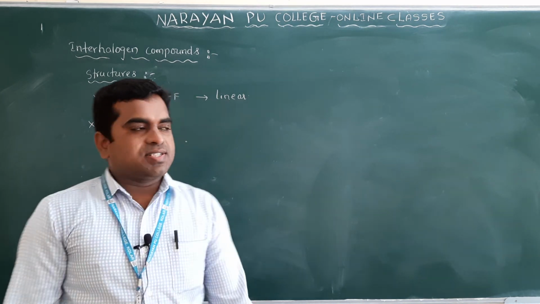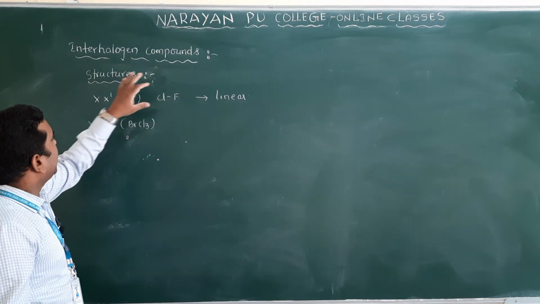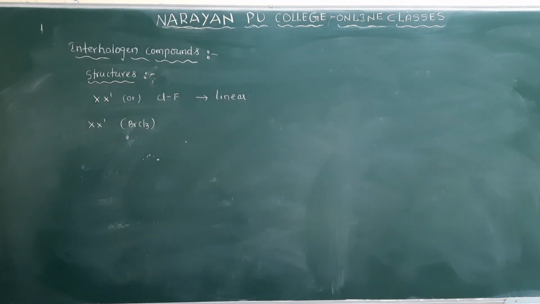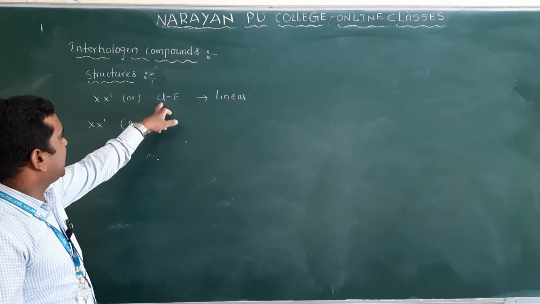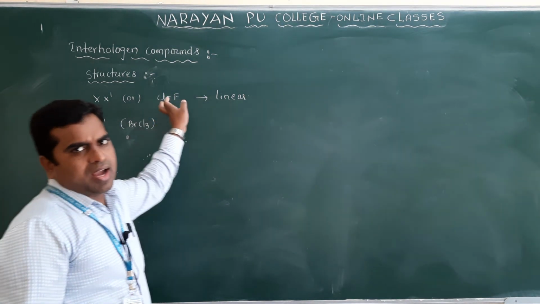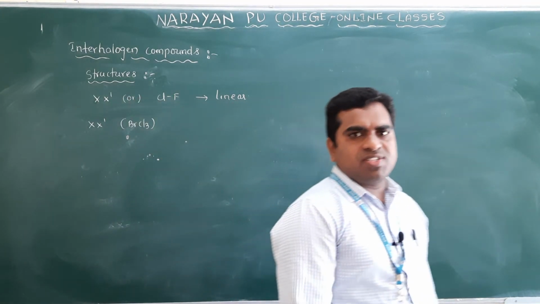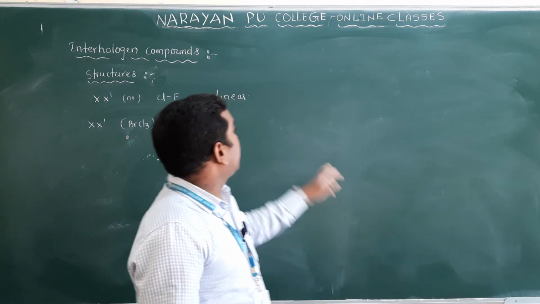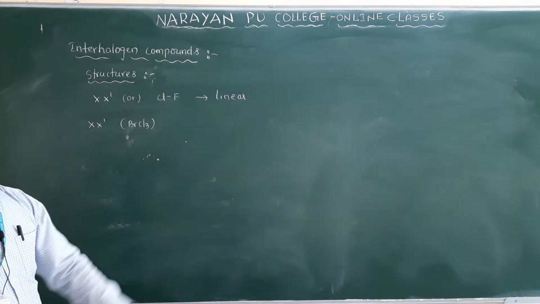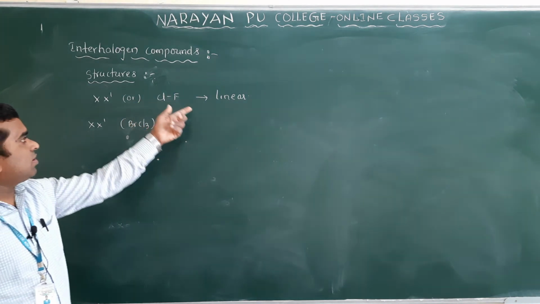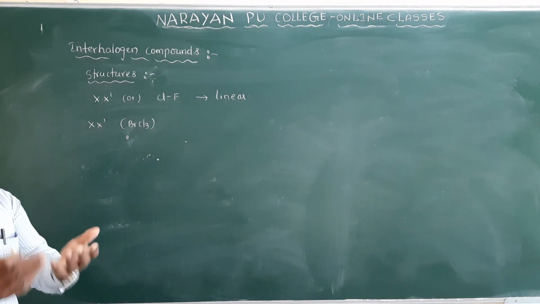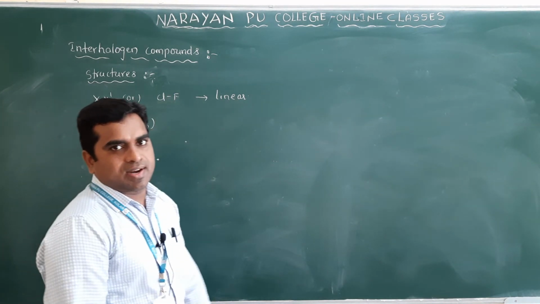So next one is structures of interhalogen compounds. Clear? So first one is XX' type, like ClF. Only 2 atoms are there. So what is the shape of this molecule here? Linear. Clear? What is the central atom here? Chlorine. The larger one we will consider as the central atom.